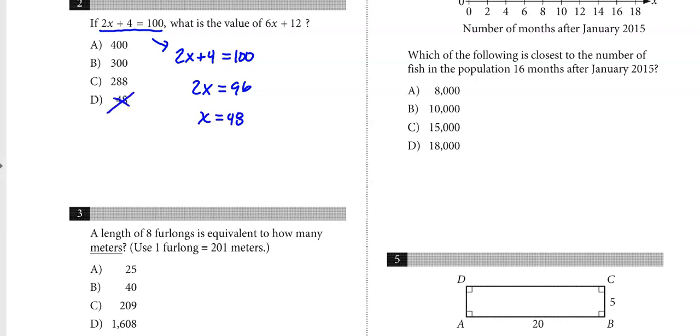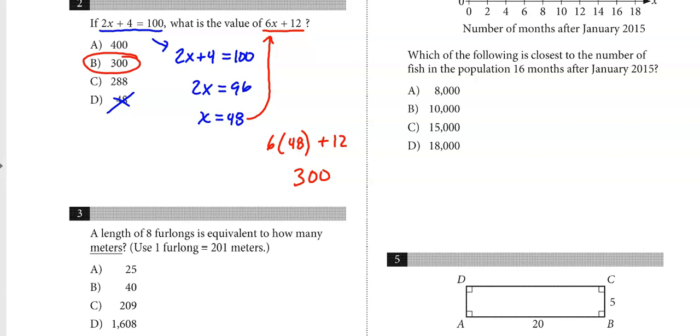Because the real question is, what's 6 times x plus 12? So you got to plug that in there. 6 times the 48 added to 12. Well, that's 240 and 48 is 288 plus 12 would be 300. So the correct answer is B.